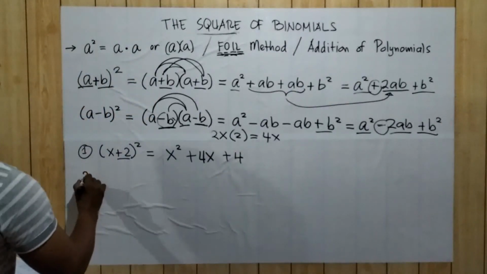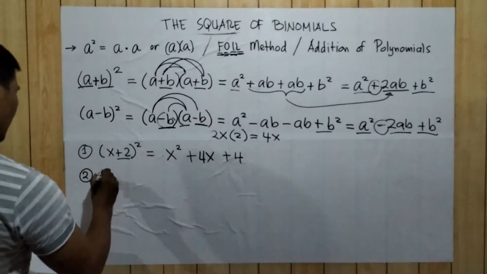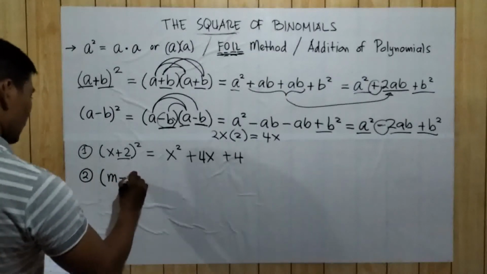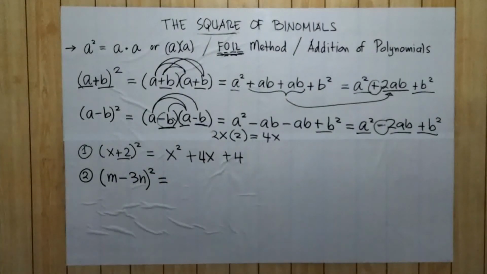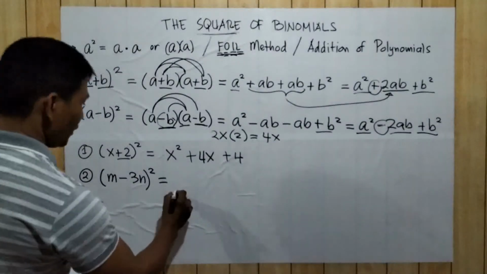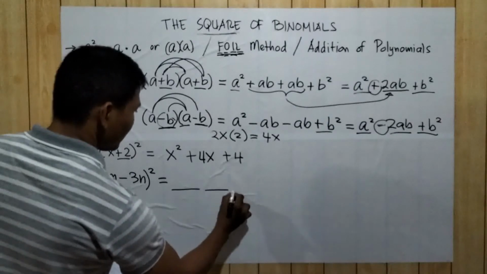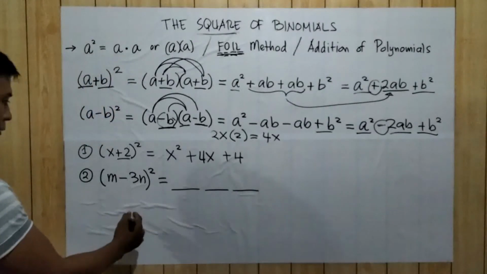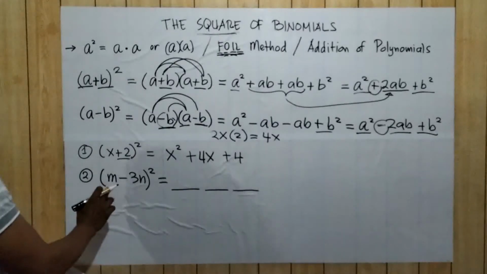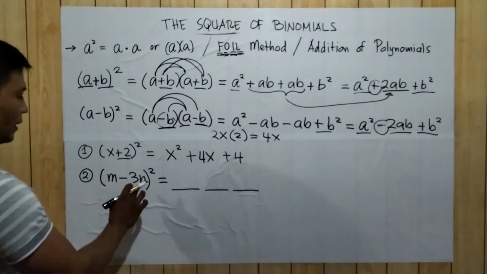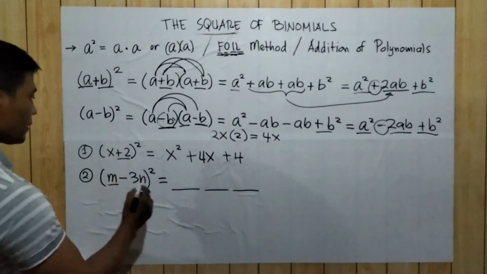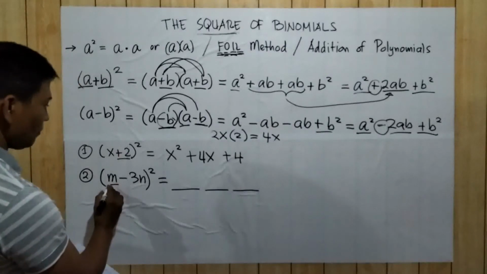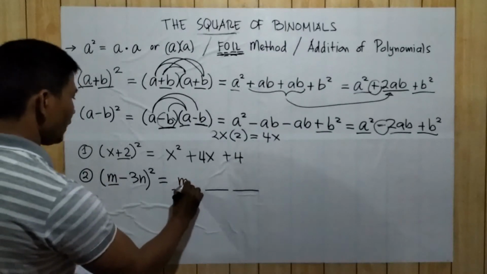How about our second example? Second example is (m minus 3n) squared. Okay. So, ganun pa rin po. Susundan pa rin natin yung pattern. We have trinomial product. Okay. First term of our trinomial product ng ating square of our binomial na m minus 3n is m squared, or the square of the first term. Our first term is m. So, square of that is m squared.